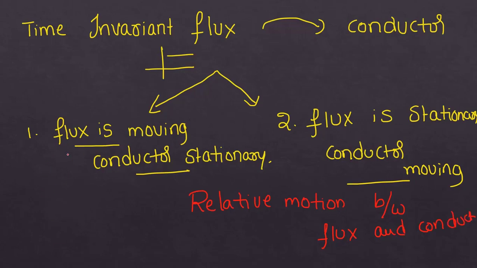For a time invariant flux to link with a conductor, there are two cases. The DC flux is moving and the conductor stationary: here there is relative motion. Or the conductor is moving: here there is also relative motion. Relatively, either of them should be moving. In these two cases, the flux linkage happens.